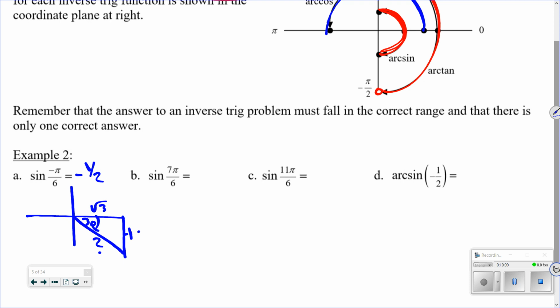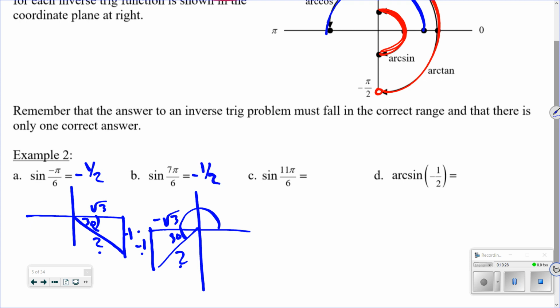Let's do the sine of 7π/6. 7π/6 is 1 and 1/6 π. So that's 1/6 π, that means it's 30 degrees. Okay, this side is still -1. This side is 2. This side is -√3. Sine is opposite over hypotenuse. So it's still -1/2. So same answer, right? Two angles, I got the same answer.